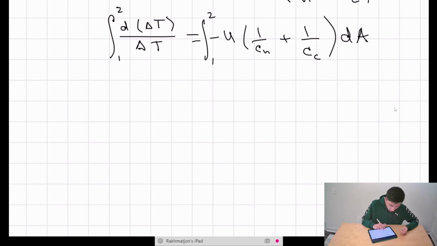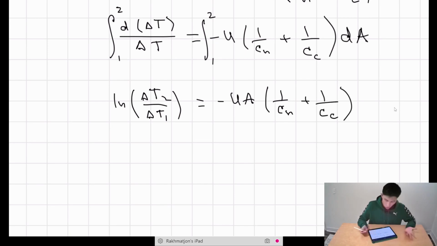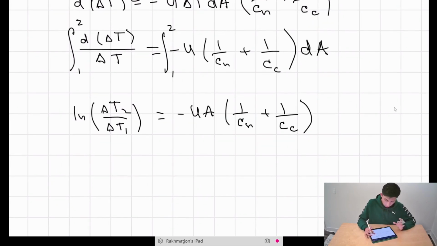So the integral of 1 over delta T is going to be the ln of delta T2 over delta T1, which is equal to negative U times the integral of dA, which is just A, the area, times 1 over Ch plus 1 over Cc, which is just constant, like the coefficient, I mean. Okay, here we have this equation.